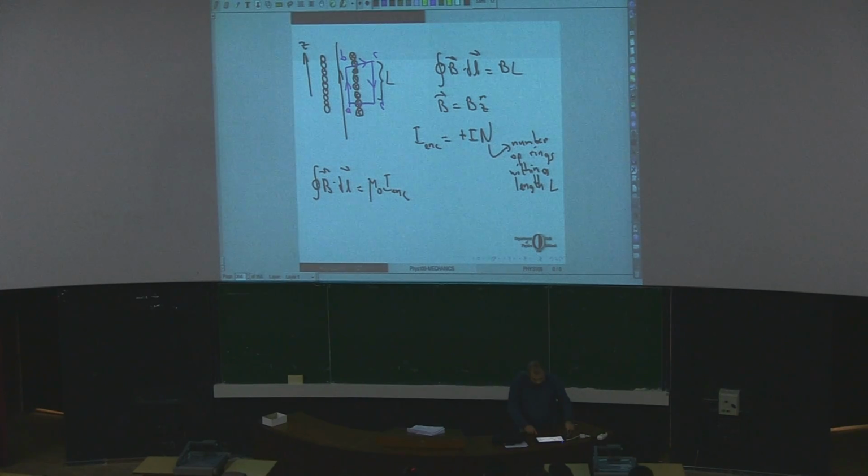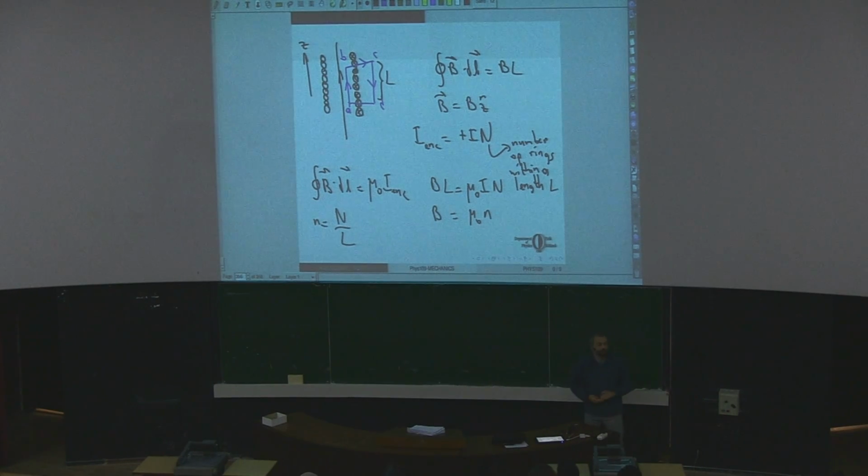Exactly. Now, at least with these conventions, this is my enclosed path. So BL should be equal to mu0 I times N, and hence the magnetic field is mu0 times N, where this N is the turns per unit length. It's the number of turns in my coil per unit length.